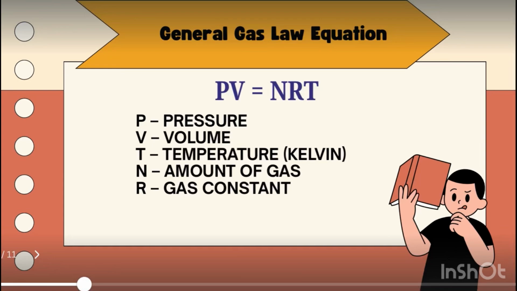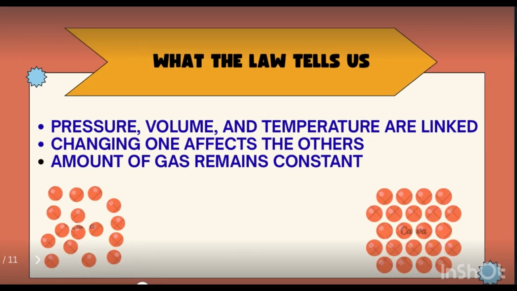But in this lesson, we are learning more about the relationships rather than the equation. Pressure, volume, and temperature are linked. Change one, others are affected. What this law tells us is that pressure, volume, and temperature are not independent. If one of these changes, at least one of the others must also change, as long as the amount of gas stays the same.